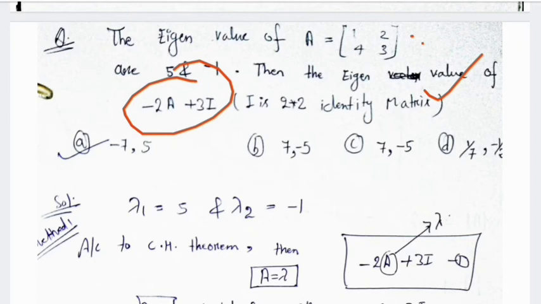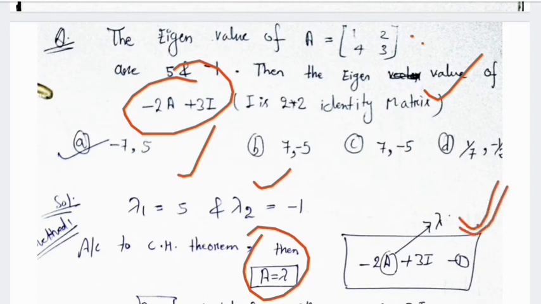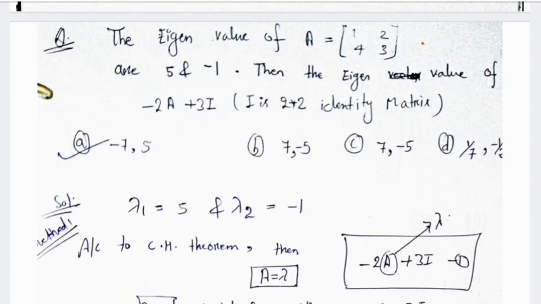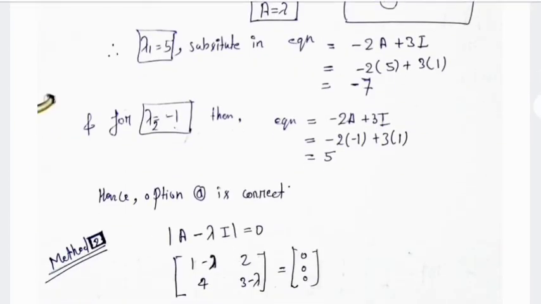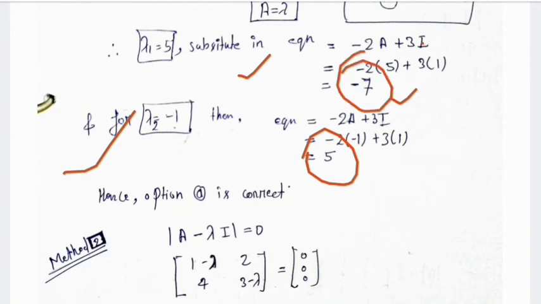So here two eigenvalues are given, lambda 1 is 5 and lambda 2 is minus 1. Now using the Cayley-Hamilton theorem, we know that A is replaced with lambda. Now when we put the values in the equation given in the question, substituting the eigenvalue lambda 1, we get minus 7, and when we put minus 1 we get 5. Now option A is correct, which means our right answer is minus 7 and 5.